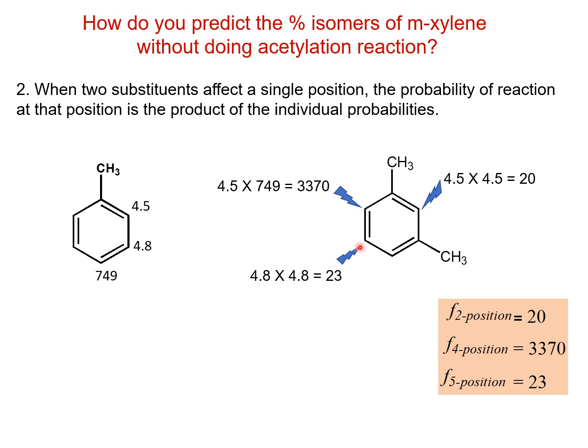The fifth position is found to be meta with respect to both the methyl groups. Hence we have to multiply 4.8 into 4.8 and it comes to 23. So we have now calculated the partial rate factor at the 2 position, 4 position and 5 position, and it comes respectively to 20, 3370 and 23.